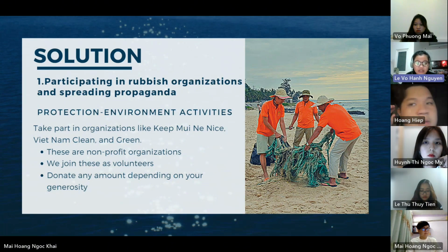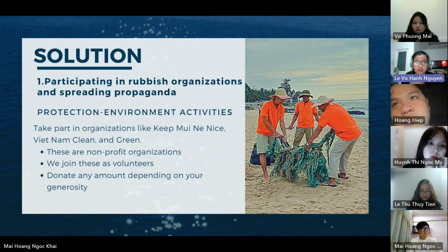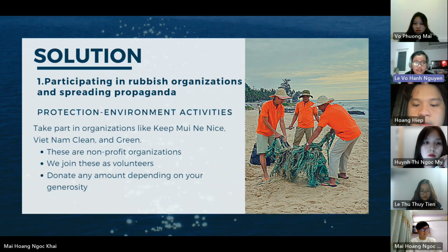Most of these organizations are non-profit organizations that play a role as an organizer and manager for the activity, and we join as volunteers. Thus, the cost of the solution is not a specific number. You can donate any amount depending on your generosity, which is the expenditure to carry out and maintain the operation, and expenses such as traveling costs, water, and necessary tools for garbage collection.